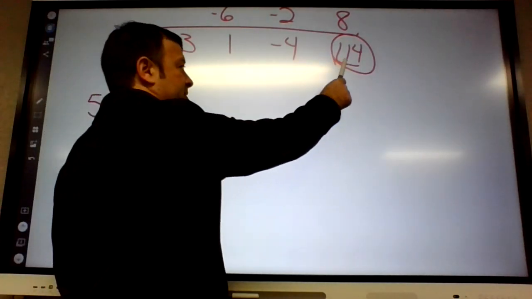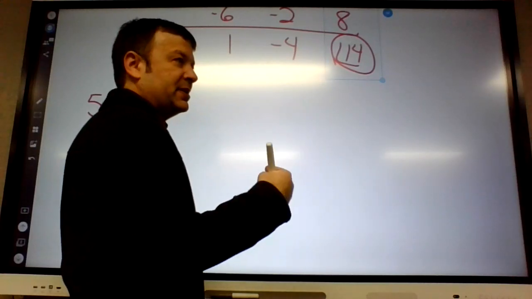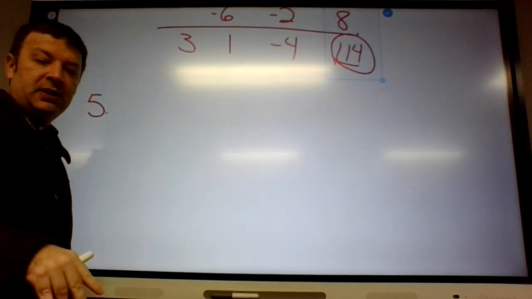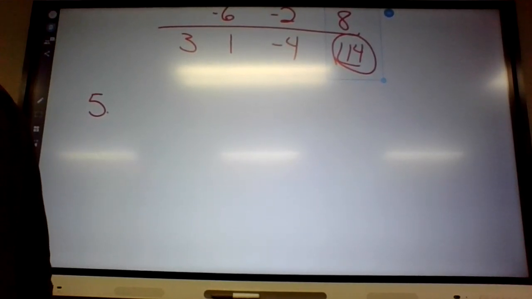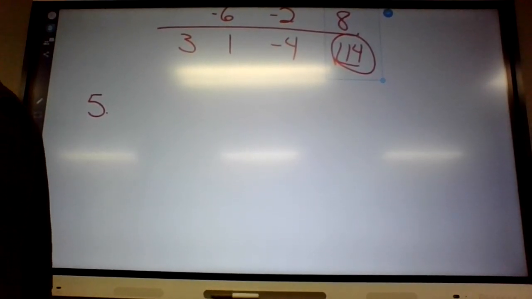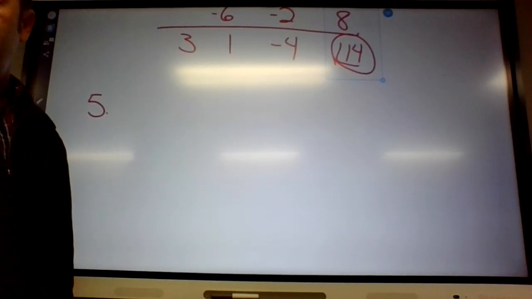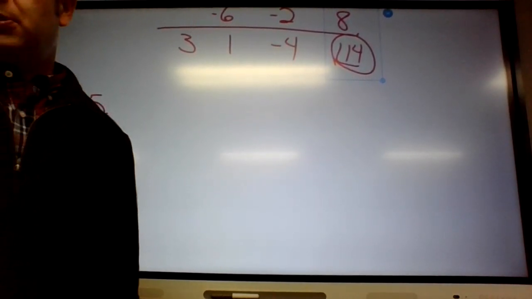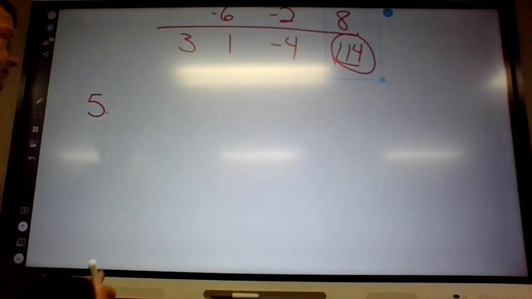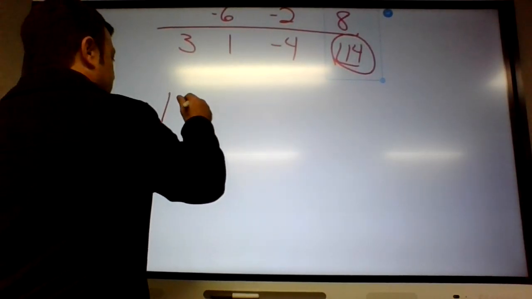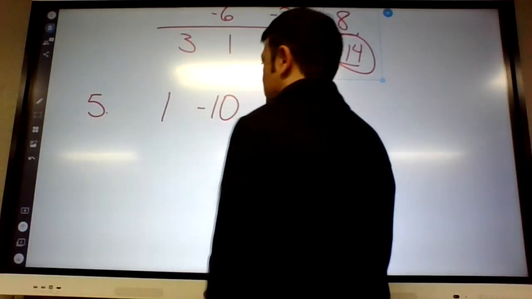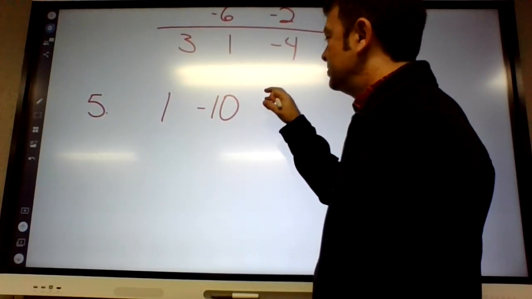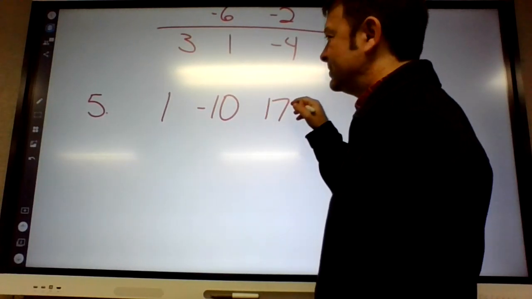So basically we're doing the same thing. If the remainder is 0, we're going to say yes, it is a factor. If the remainder is anything besides 0, we're going to say no, it is not a factor. So it's the exact same steps as numbers 1 through 4, but the answers are yes or no. What are the coefficients? 1, -10, 17, 52.